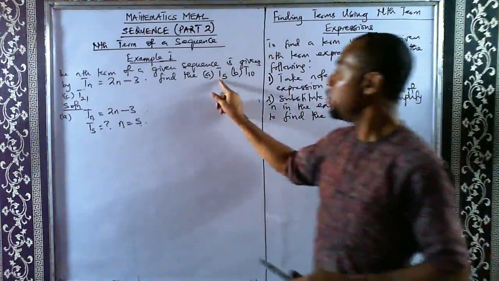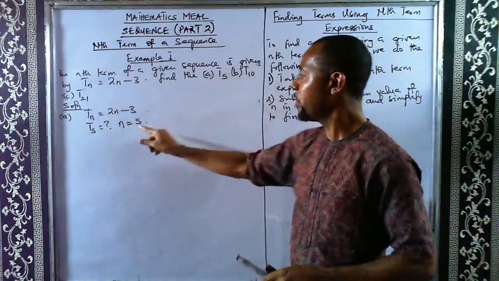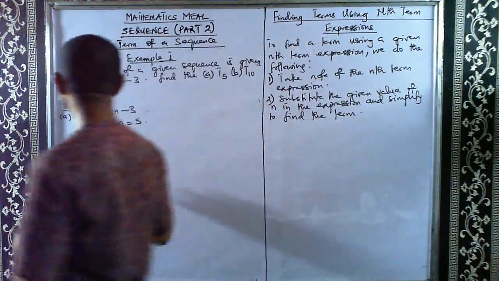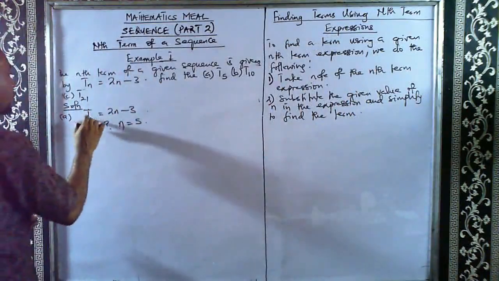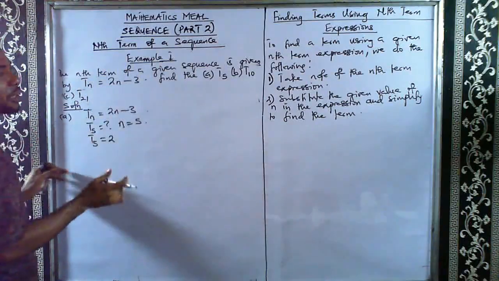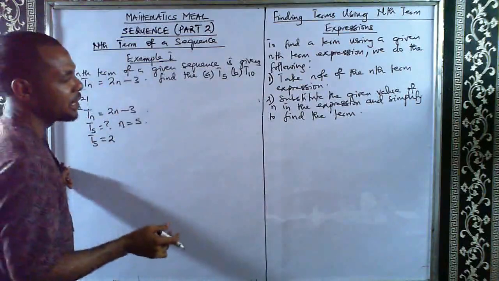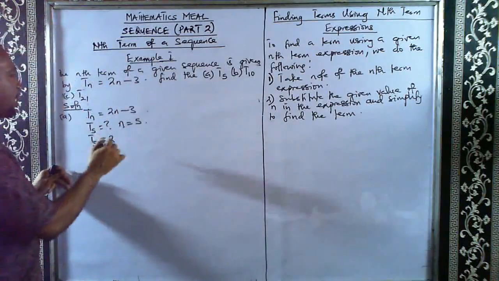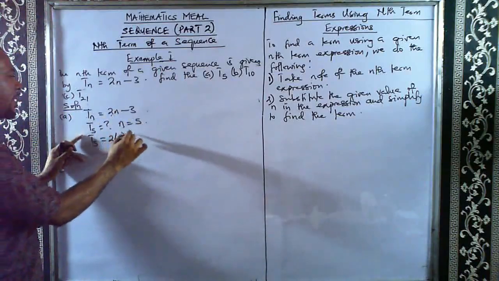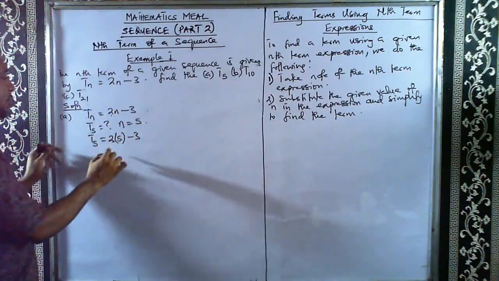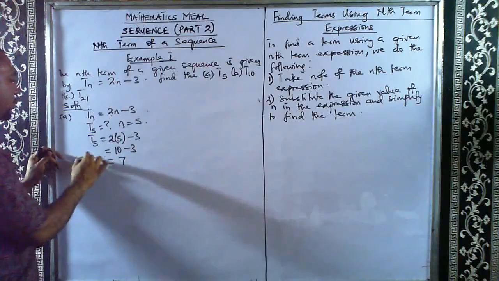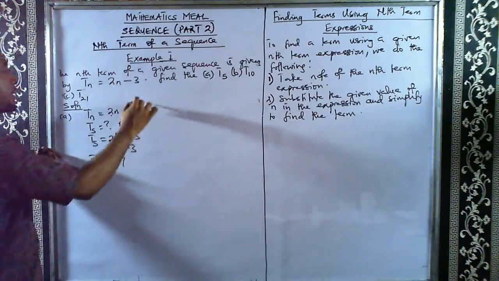So when we are looking for T5, what is the value of n? The value of n will be 5. So we substitute it there. So we are going to have that T5 will be equal to 2. We substitute it in the n-term expression. So if we do that, this 2n, n is now 5. 2 times 5 minus 3. And 2 times 5 will give me 10. 10 minus 3 will give me what? 7. So the 5th term is 7.